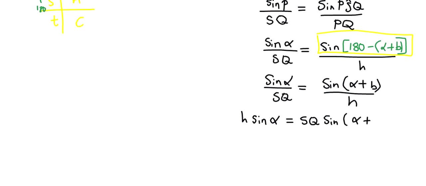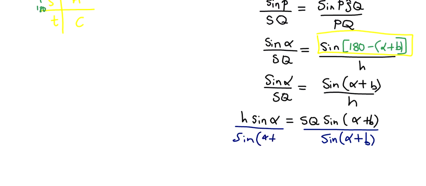And then from here, remember, we want SQ. So math says what I do on my left-hand side, I should also do on my right-hand side. So I'm going to divide by the sine of alpha plus beta on both sides, right? And after this, remember that this sine of alpha plus beta will cancel this sine of alpha plus beta.